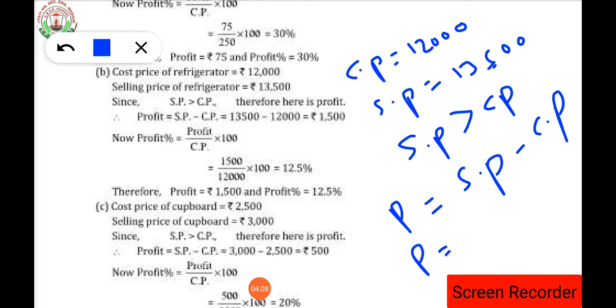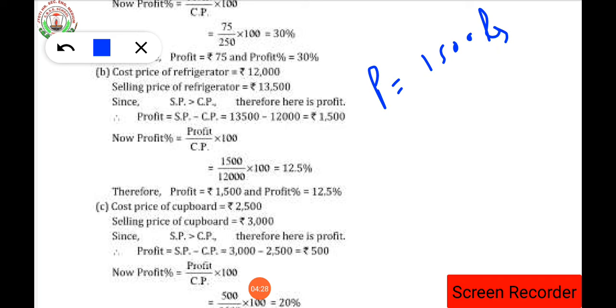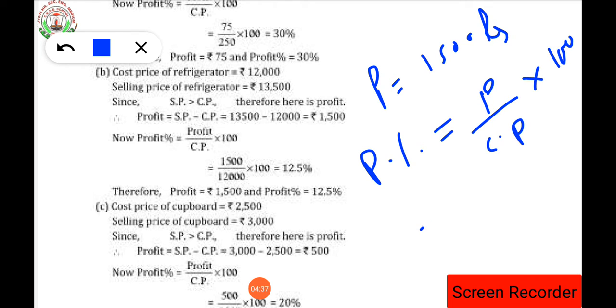So profit is equal to 13,500 subtracted with 12,000. How much will you get? We will get the answer 1,500 rupees as a profit. When we got the profit as 1,500 rupees, we are going to find the profit percent. So profit percent is what? That is P upon CP into 100, isn't it? Where P is the profit. So profit percent is equal to profit upon cost price into 100. This is the one.